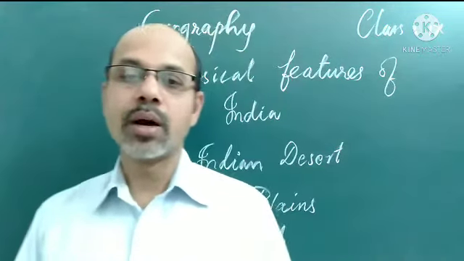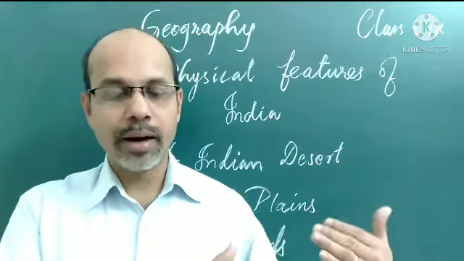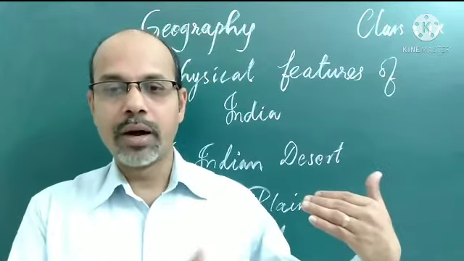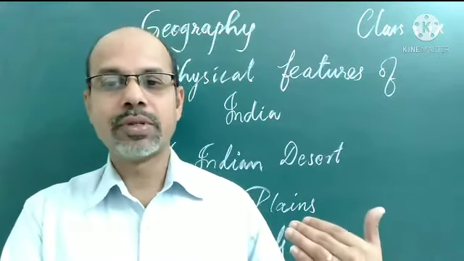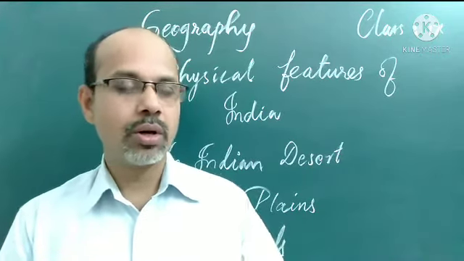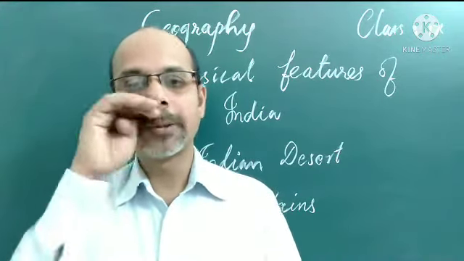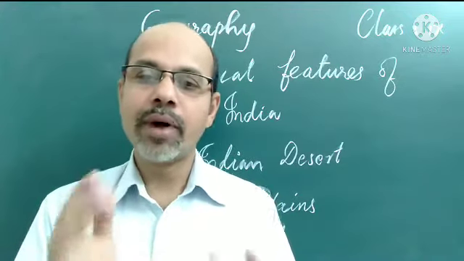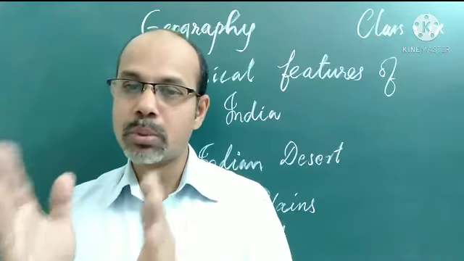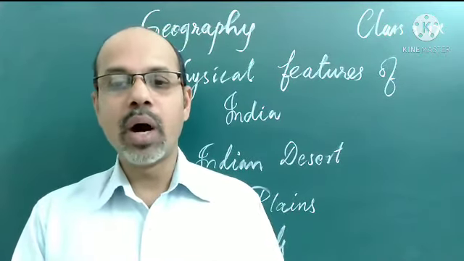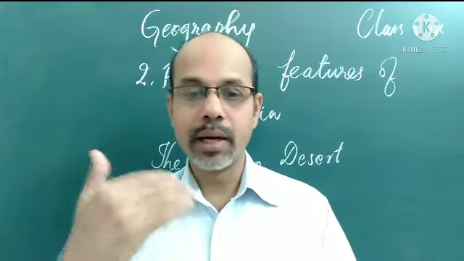The Lakshadweep island group is close to the Malabar coast of Kerala. We have studied that the western coastal region of South India is known as the Malabar coast. So the Lakshadweep Islands are very close to the Malabar coast. This group of islands is composed of small coral islands. What are coral islands? We have studied this in earlier classes.